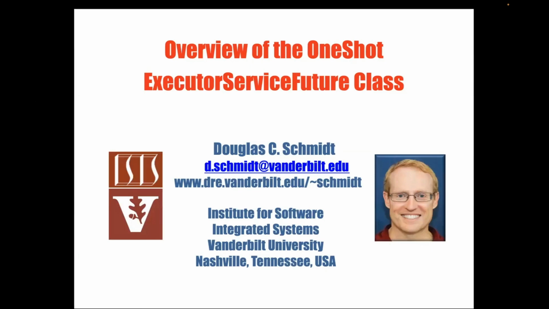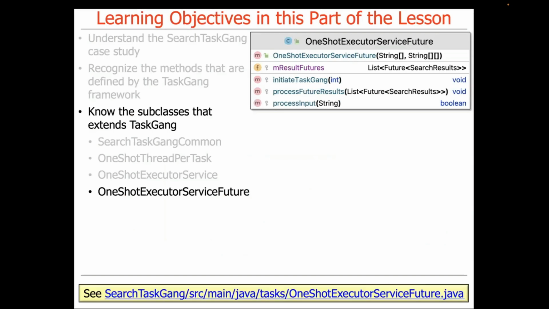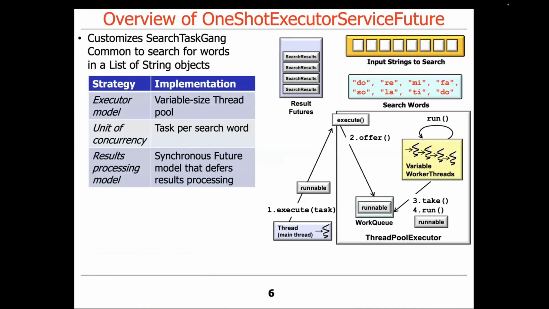So our penultimate example class we're going to walk through is the OneShotExecutorServiceFuture class. You can see here that you can find it at this particular link. It extends SearchTaskGangCommon, so it indirectly extends TaskGang, and it customizes this SearchTaskGangCommon superclass to do a one-shot search for words in a list of strings with a thread pool and futures, and it uses a variable size thread pool, and you can find the code there.